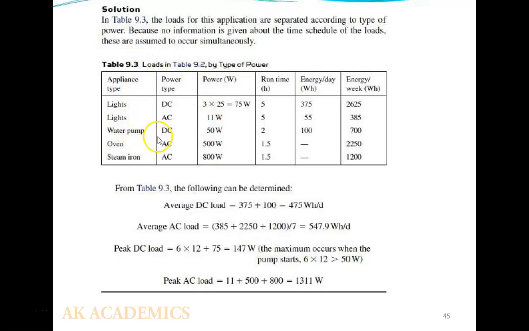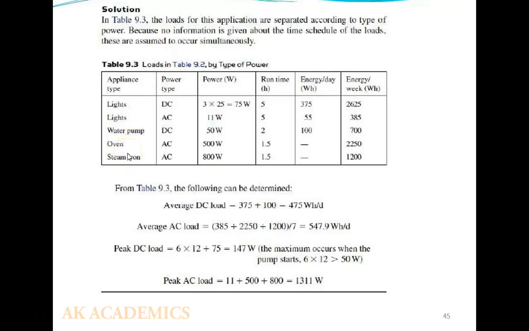Then for the water pump, which is a DC type of power that will be drawn, we have 50 watts, and then the runtime is 2 hours. Energy per day will be 50 times 2. That gives us 100 because it is used on a daily basis. That gives us 100 watt hours. On a weekly basis, that will give us 100 multiplied by 7, and that gives us 700 watt hours per week.